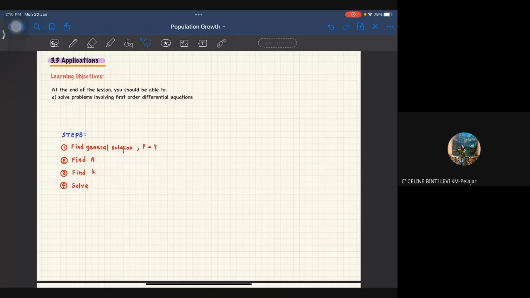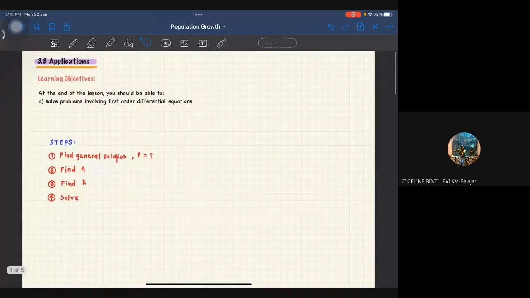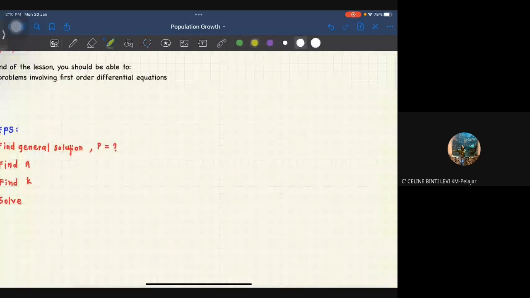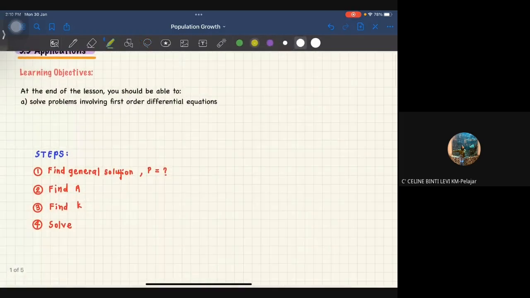Okay, and then hari ini saya nak ajar dekat awak about 3.3 applications. Okay, so kalau ikutkan 3.3 applications, dia tak ada banyak sangat pun dia punya learning objective. We only have one learning objective sahaja, which is, okay, so at the end of this lesson, today's lesson, you should be able to solve problems involving first order differential equations. So ini adalah kita punya learning objective, which is kita punya aim for today's lesson lah.